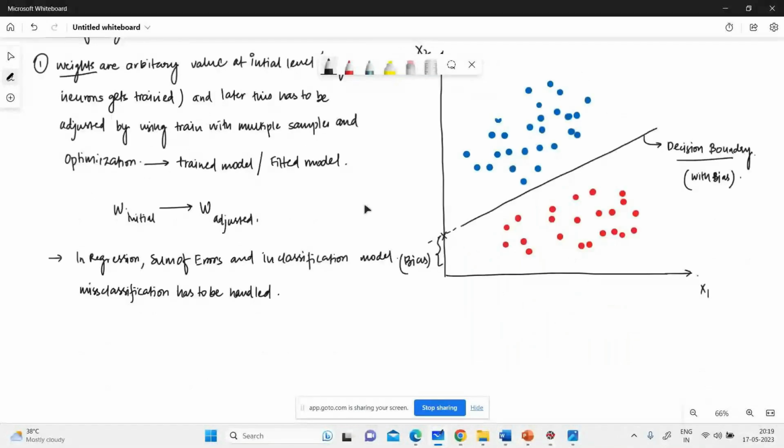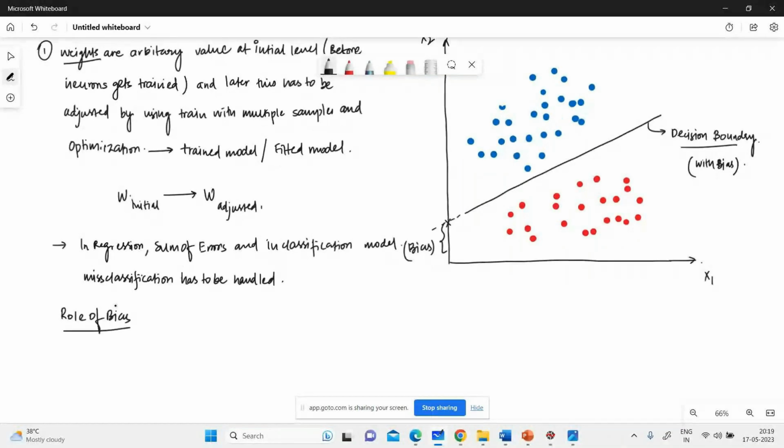For the algorithm. And why is it so? Because with the presence of bias, you can be sure that there will be at least one value which will always be present as a positive number. So this is to avoid neurons getting trained with any noisy samples. And we need to avoid neurons getting trained with any noisy sample.